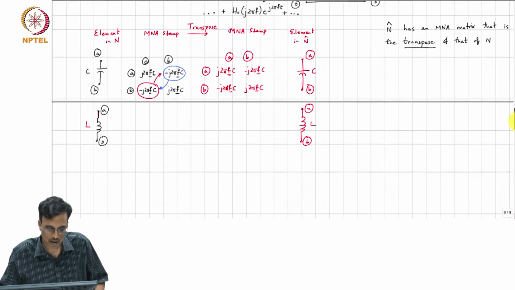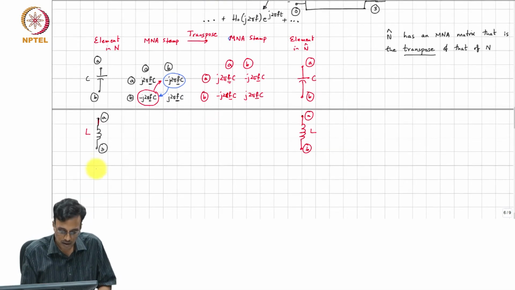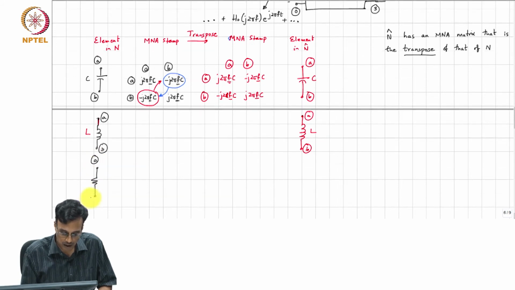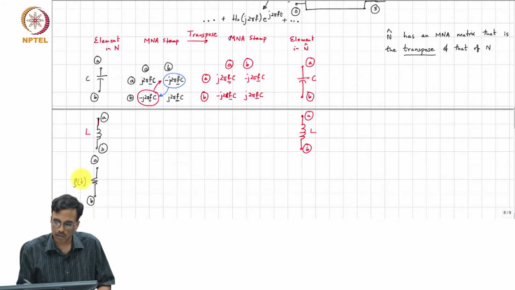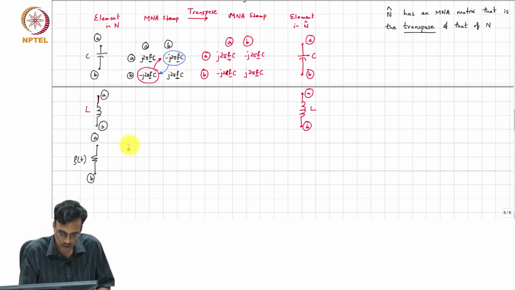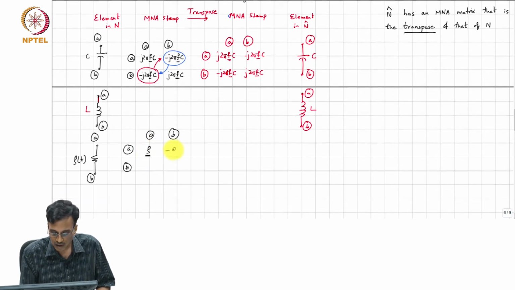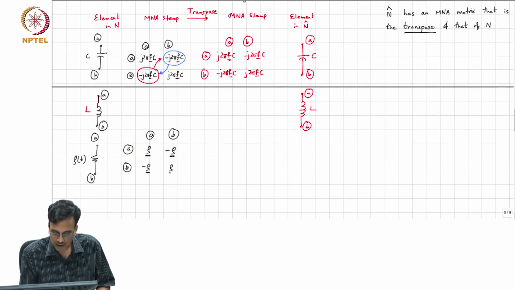Now comes the interesting part. So, what other elements do we have? We have periodically time varying conductances. So, this is A, this is B, and this was G of t. And what is the MNA matrix of this character? G naught, if we make it as A, B, this is A and B. This is that matrix G, this is minus G, this is minus G, and this is plus G.